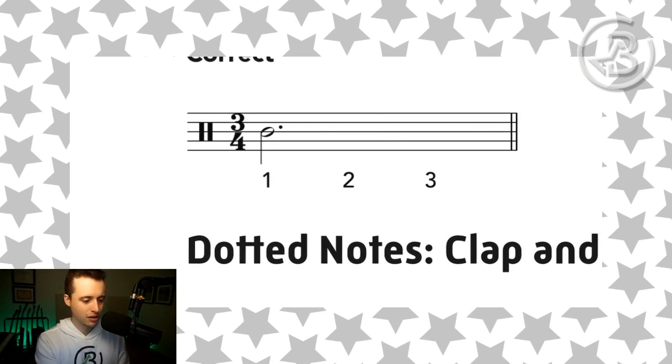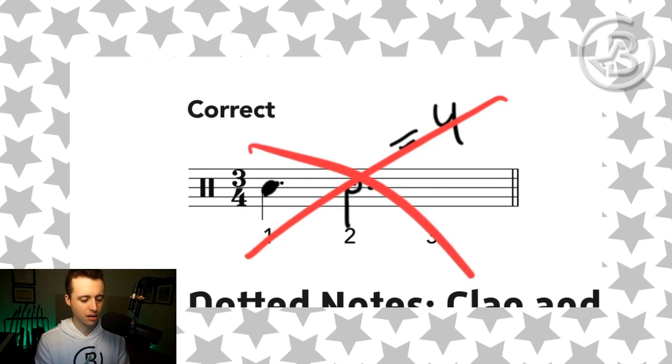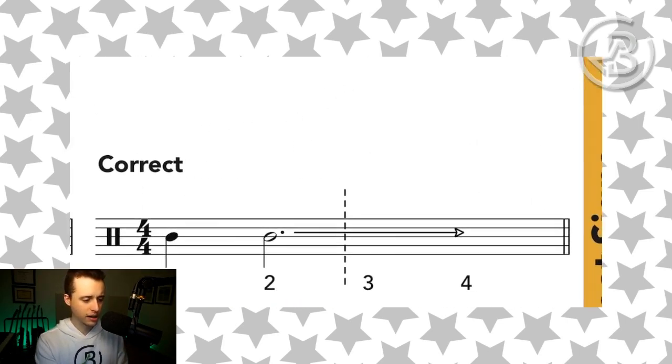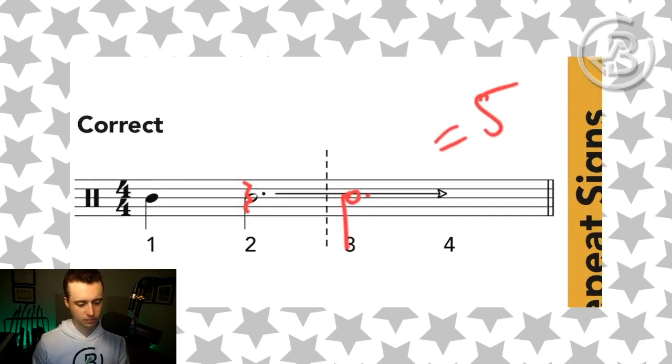That being said, do not make the mistake of writing a dotted half note on beat 2 with a quarter note here, because that would equal 4 beats. And as we know from our measure math, no good. Also, do not write a dotted half note on beat 3 in 4/4 because that would equal 5. Let's say we have a quarter rest there. All right, that equals 5.